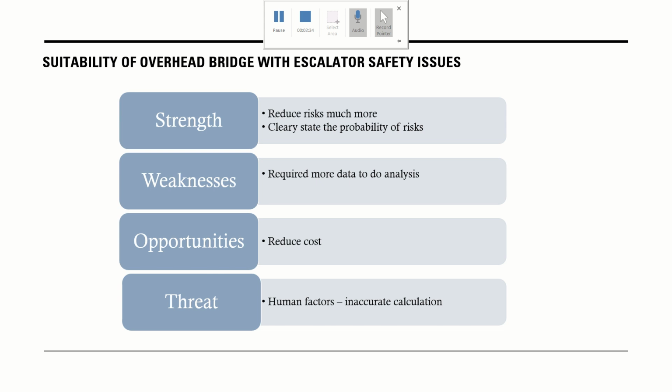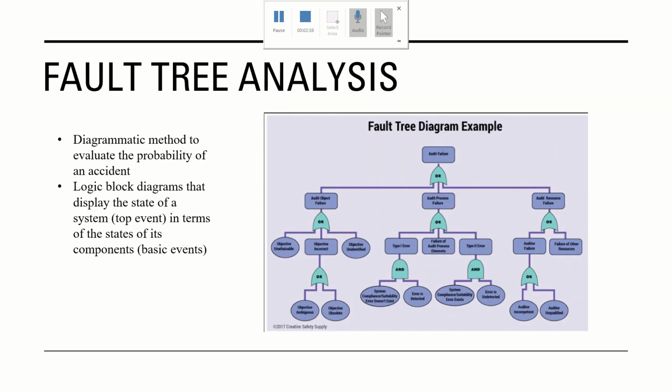So for the second technique that I choose, it is fault tree analysis. Fault tree analysis is a diagrammatic method to evaluate the probability of an accident, and also a logic block diagram that displays the state of a system. It has a top event in terms of the state of a component, the basic event.